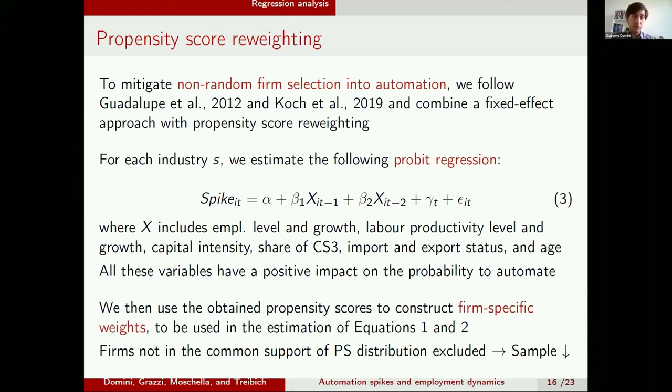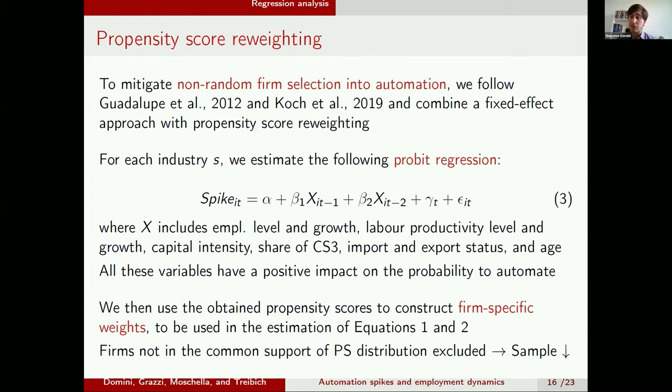So before moving to the results, let me explain this propensity score reweighting. We do this to mitigate concerns related to the non-random selection of firms into automation. It could be that fast-growing firms are those that decide to automate. This strategy is also used by Koch et al. 2019, one of the firm-level studies on automation and employment that I reviewed before, and they are in turn inspired by Guadalupe et al. 2012. So how does it work?